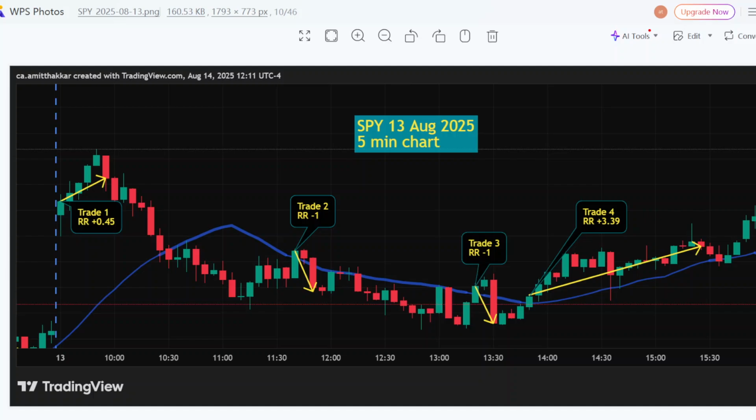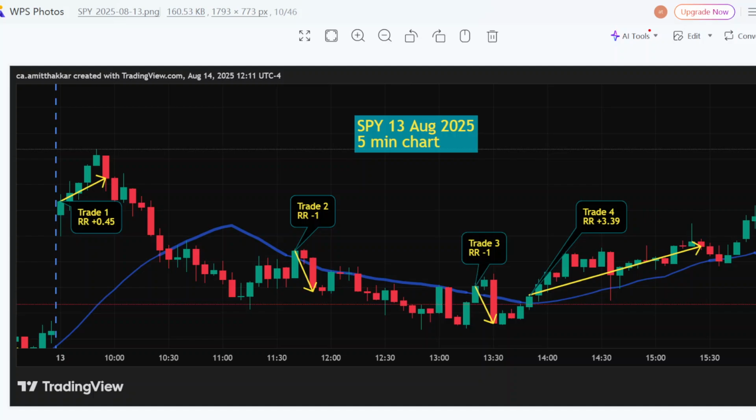Hello friends, today we are going to analyze the SPY chart on a 5-minute time frame. This is for 13th August 2025. So first, what we see every time is the direction in which we want to trade.